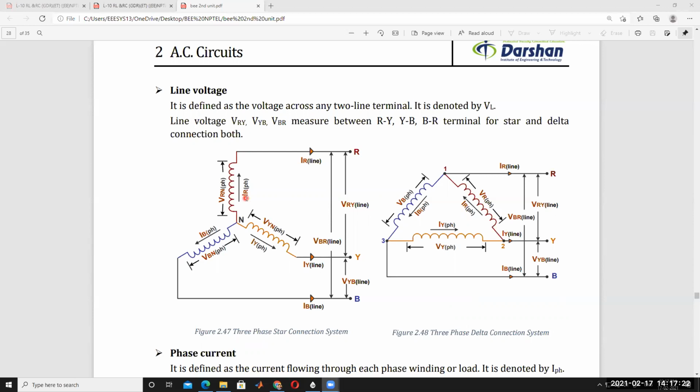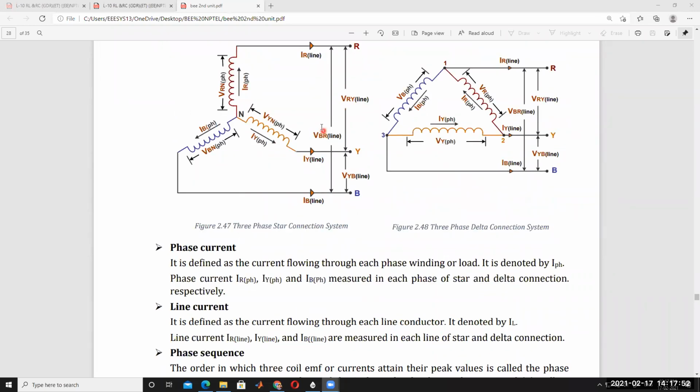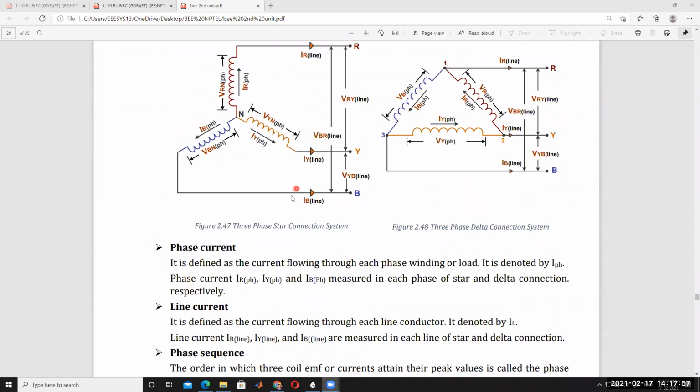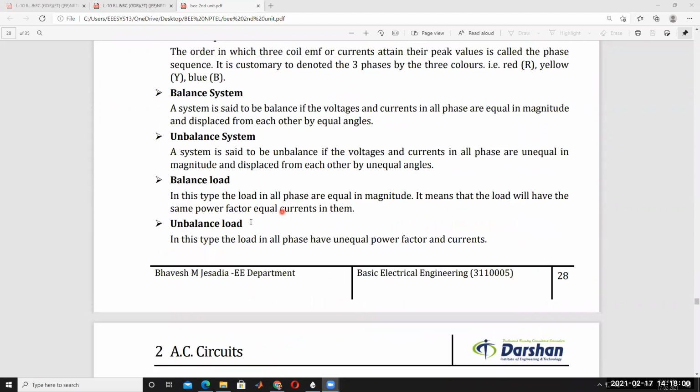The power coming from the supply is different for each load. For this load the current is different, and for this load this current is different. All three different loads are consuming different amounts of power. This type of system is called an unbalanced system. That means one of the phases is overloaded. One of the phases or one of the lines is overloaded because of the unbalanced system. This type of system is called unbalanced load.